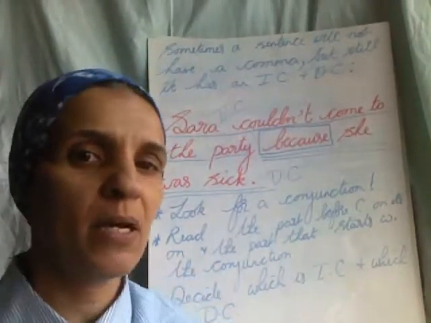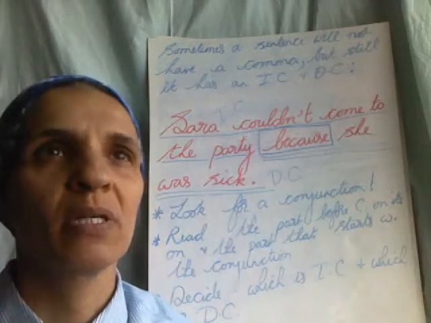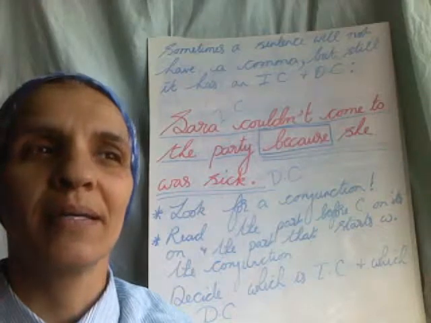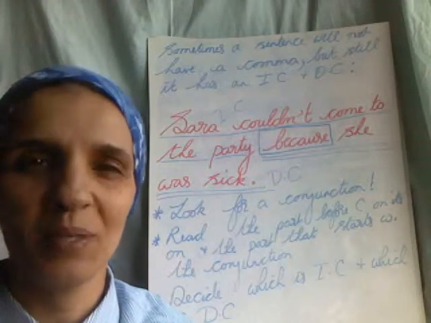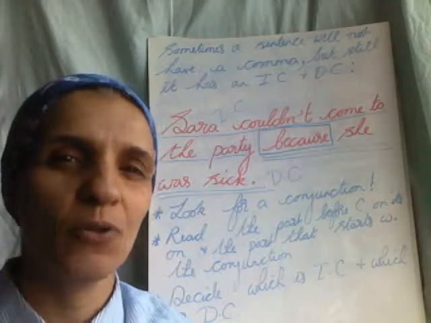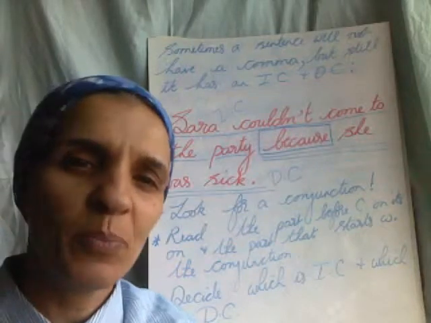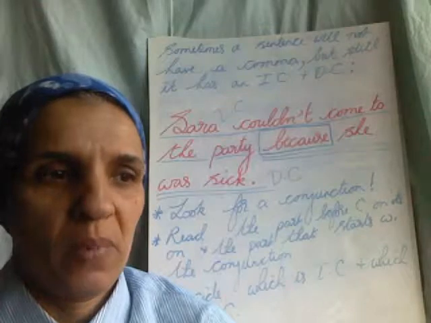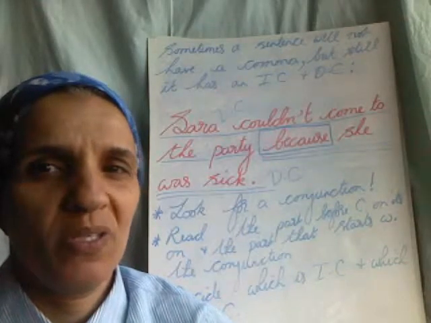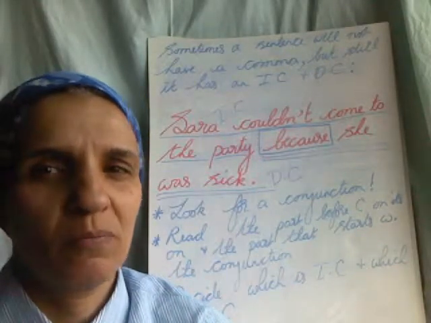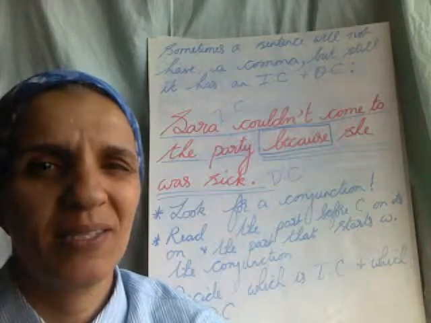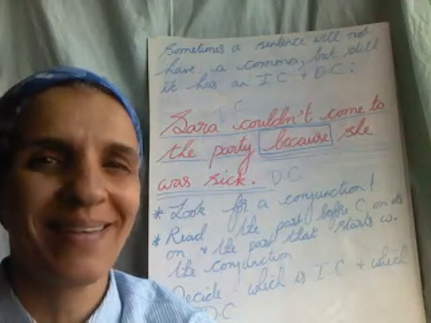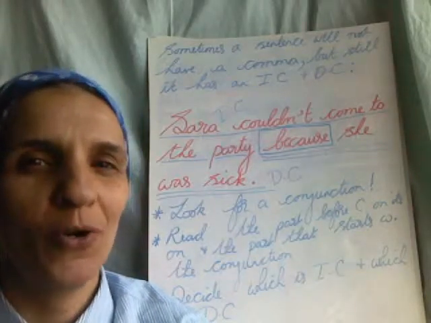Okay, let's read it again. Sarah couldn't come to the party. Can I write that as a sentence? Is it a complete idea? Yes, it is. And if I answer with a yes, that means it is the independent clause. And then I read the second part. Because she was sick. Okay, because she was sick. That doesn't make sense. It's not telling a complete idea. So that is then my dependent clause.